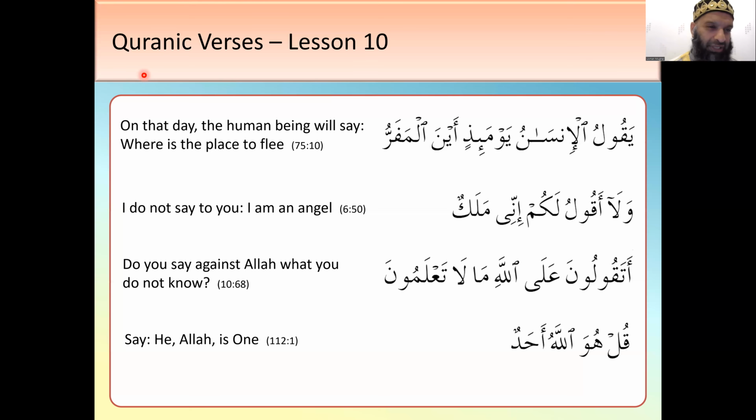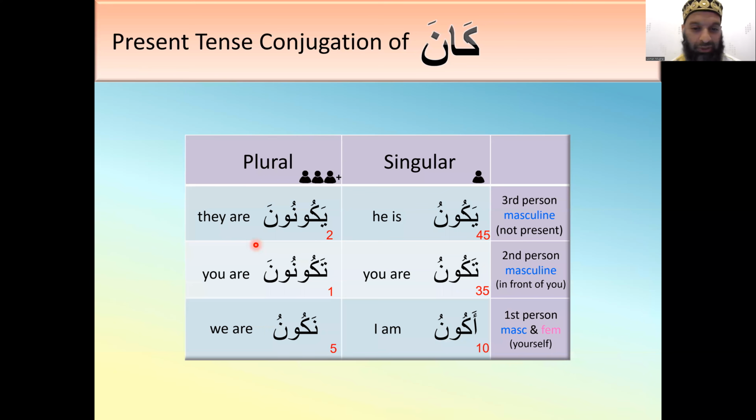The kana present tense verb table has an incorrect translation. Oof. Okay, then let's go back and have a look. What have I messed up? Which one? It should be he was. Oh, no. It shouldn't be he was because it's present tense. It should be he is.